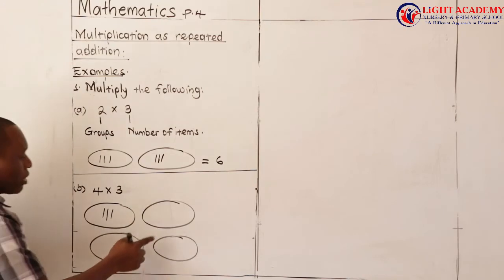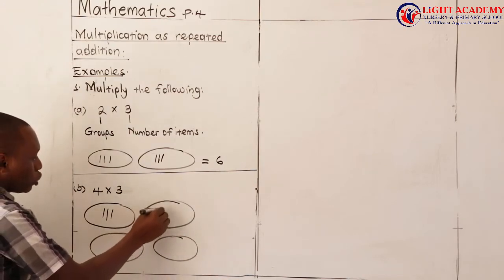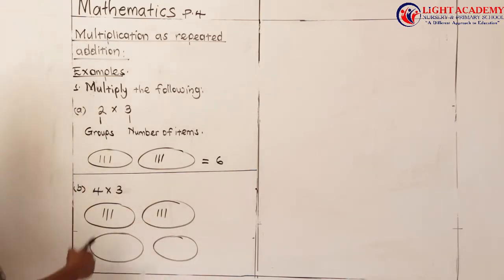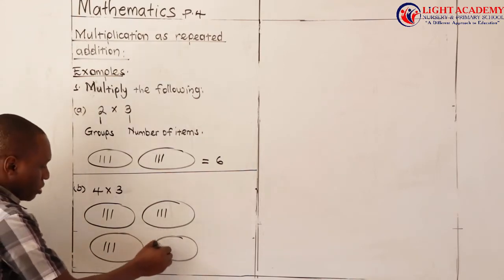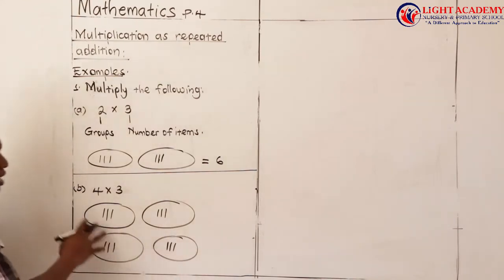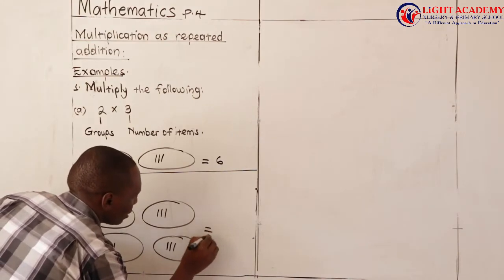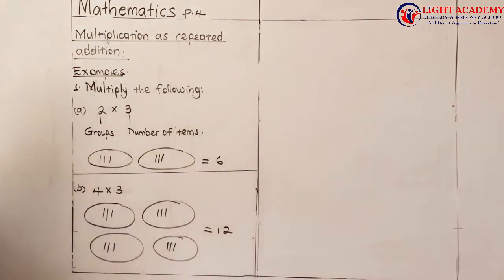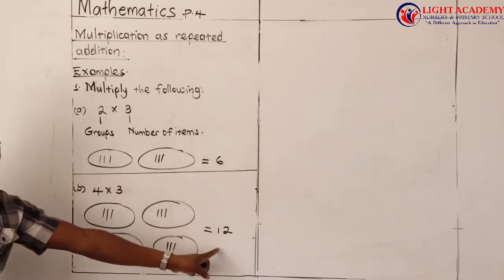In the second one, I'm putting also 3: 1, 2, 3. In the third one, the same: 1, 2, 3. In the fourth one, I'm putting 3: 1, 2, 3. So when we count the total number of sticks in all of them in the 4 groups, the answer I get becomes 12. Meaning when you multiply 4 by 3, the answer gotten is 12.